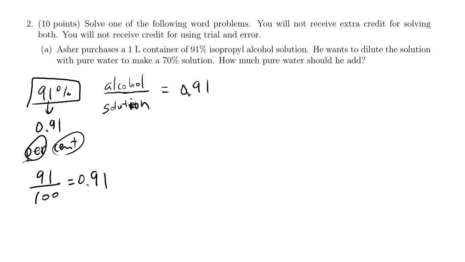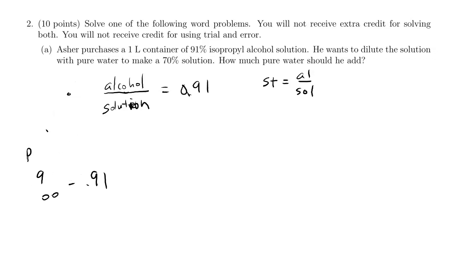Okay, the alcohol over the solution is your strength. Now, the formula that we're using is basically this. The strength is the alcohol over the solution. So we're going to use this as our foundational formula to figure out everything else. So let me erase everything.